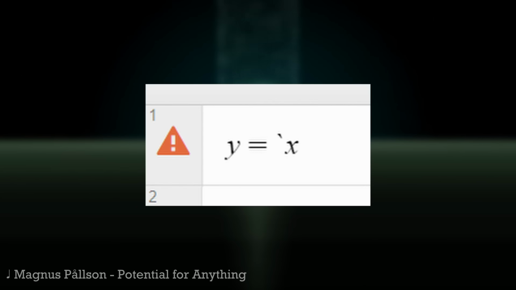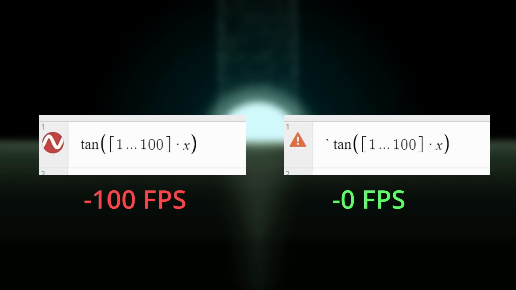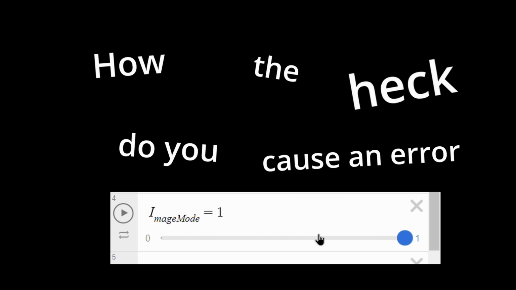If an expression has an error in it, it stops trying to be rendered entirely, giving back all our precious frames. Alright, cool. The next question is, how the heck do you cause an error only when a slider is at a certain value?